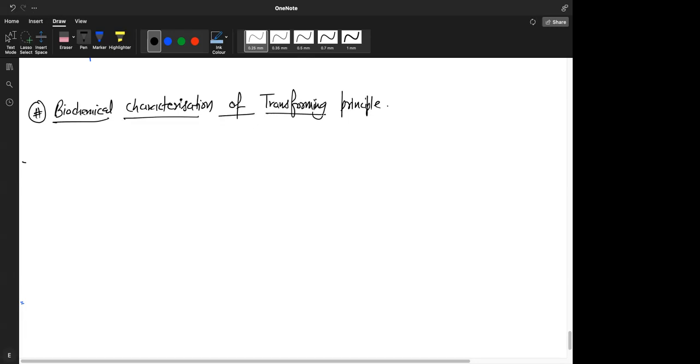So inside a cell, at that point of time also, people started discussing what it could be. Of course, there were some shortlisted candidates, some favorite candidates. And the most favorite candidate to be genetic material was protein. It is very obvious to think that proteins could be the genetic material because protein does every important business in the cell. Yes or no? Yes, sir.